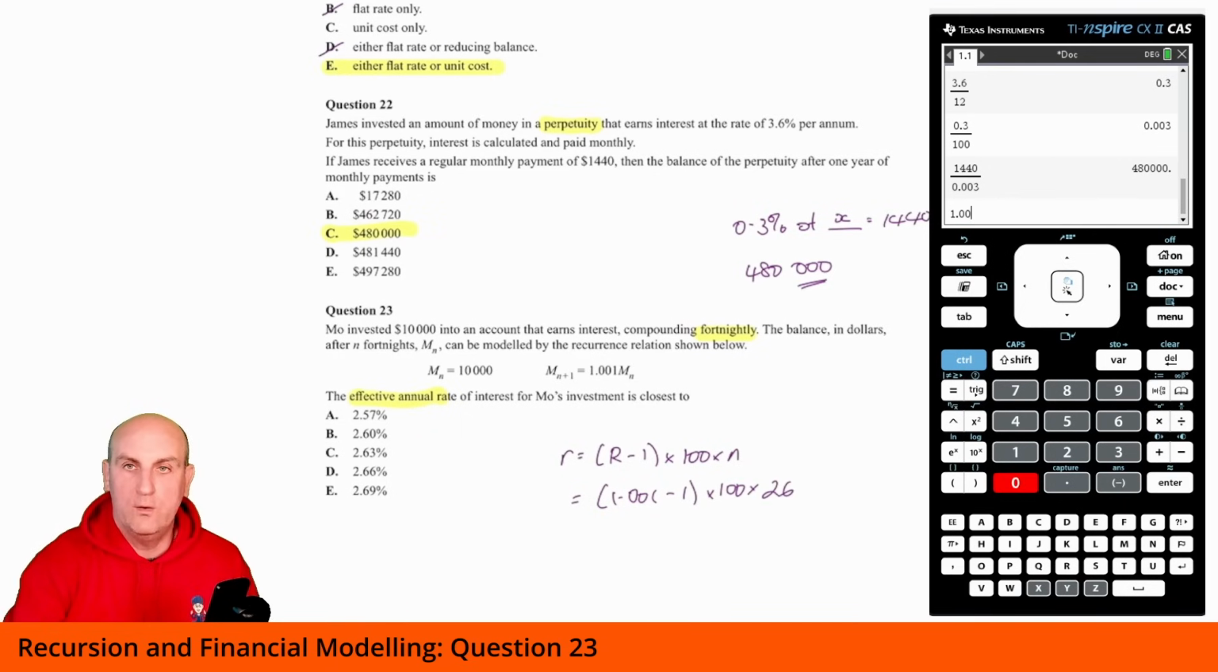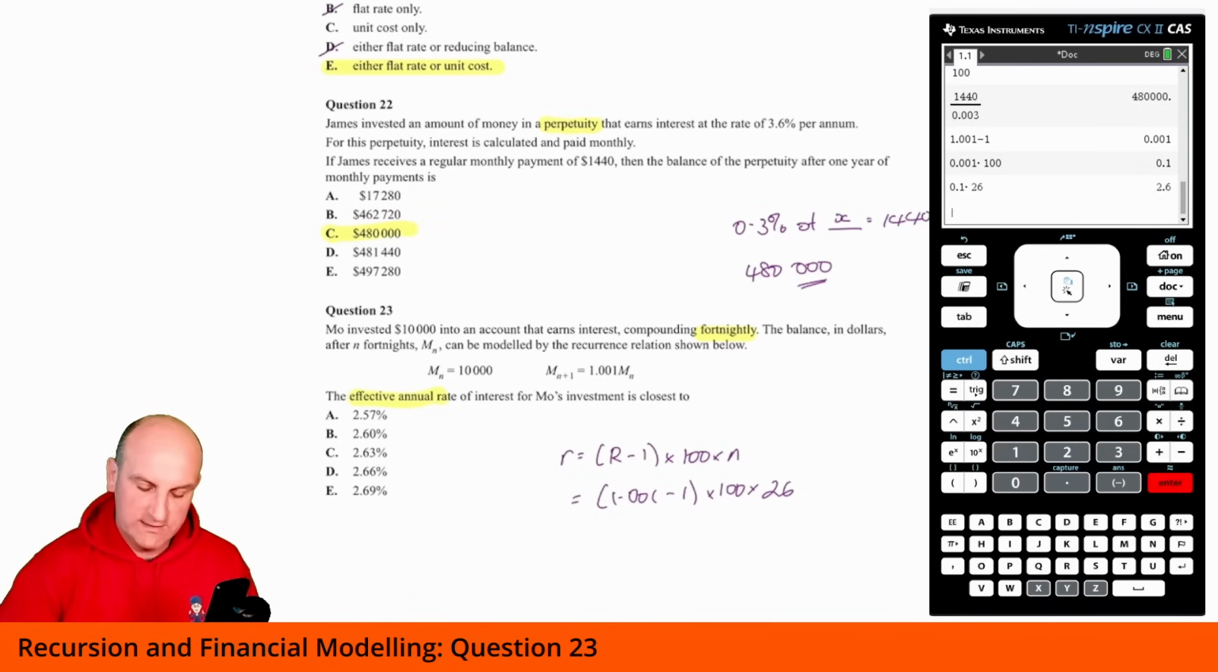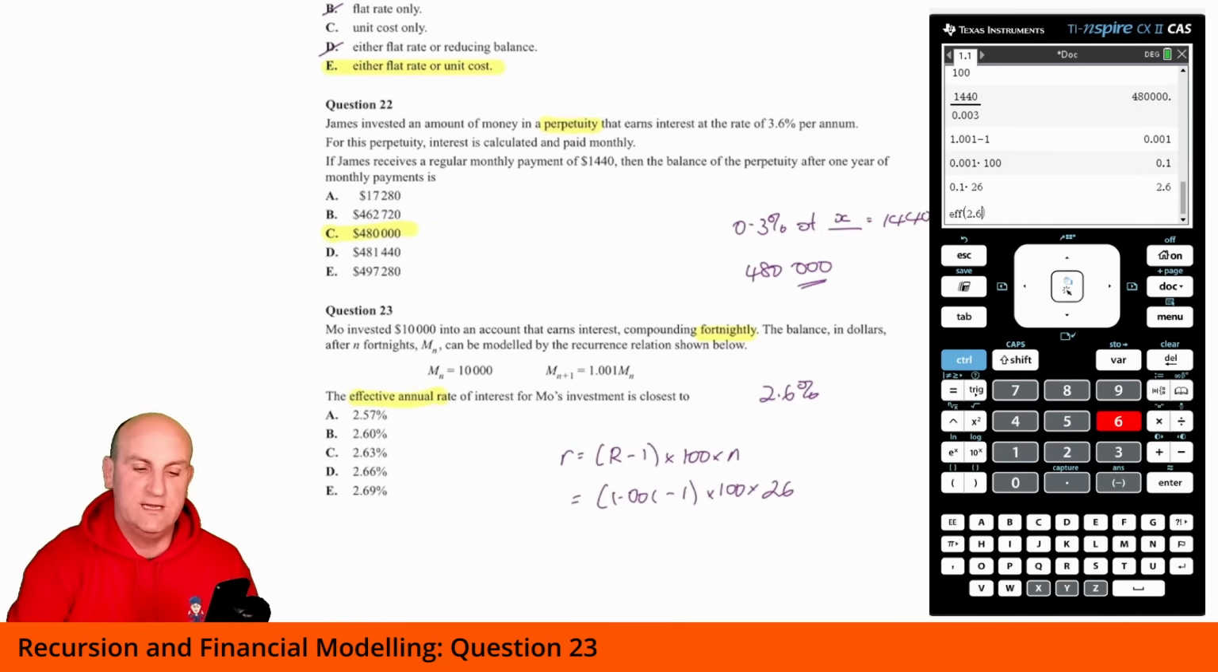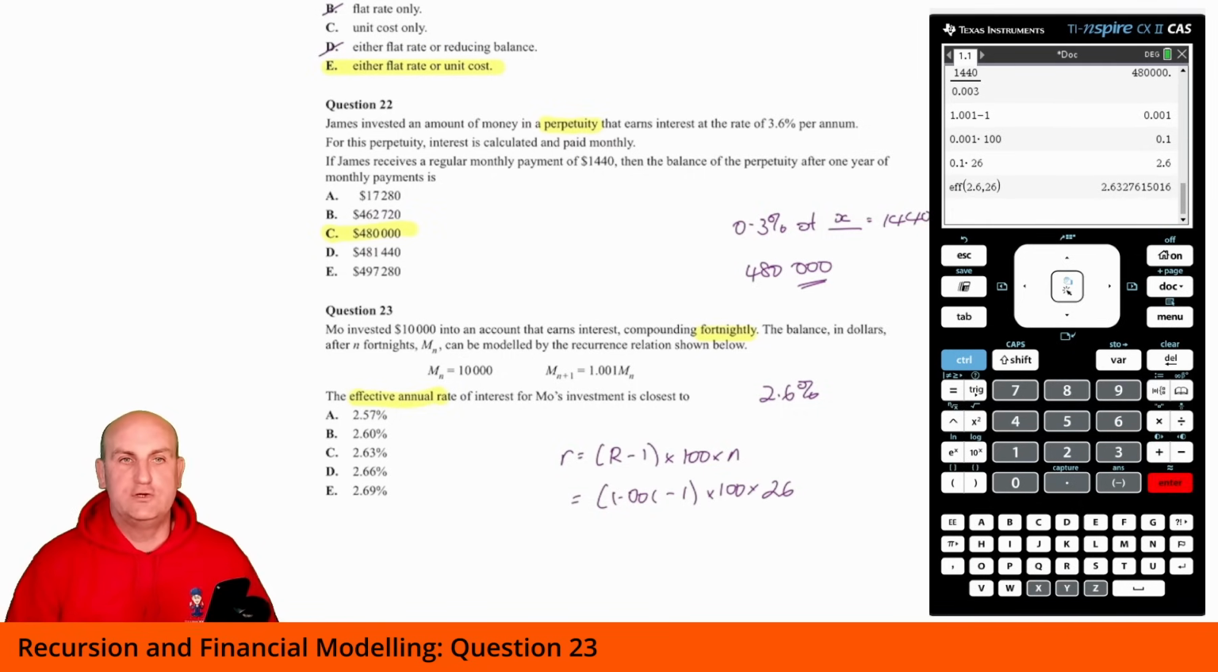So 1.001 subtract 1 times 100 and times that by 26 gives me 2.6%. Now, again, be careful. That's my nominal interest rate, 2.6%. I'm now going to go menu, finance, interest conversions, and effective interest rates. And I'm going to say my nominal interest rate was 2.6, comma, my compounding periods was 26. Hit enter, gives me 2.63%. So D is going to be my correct answer.